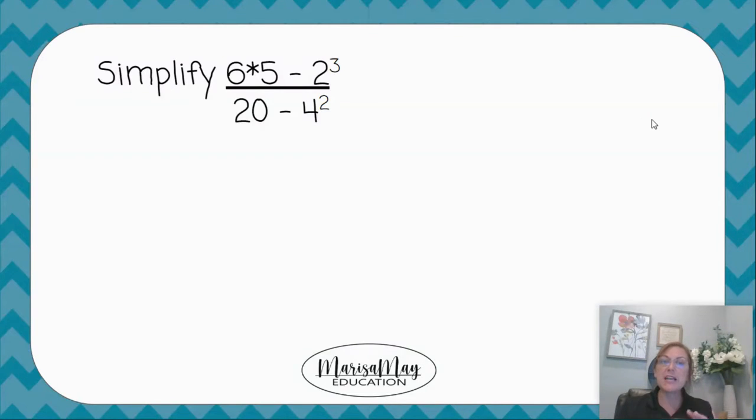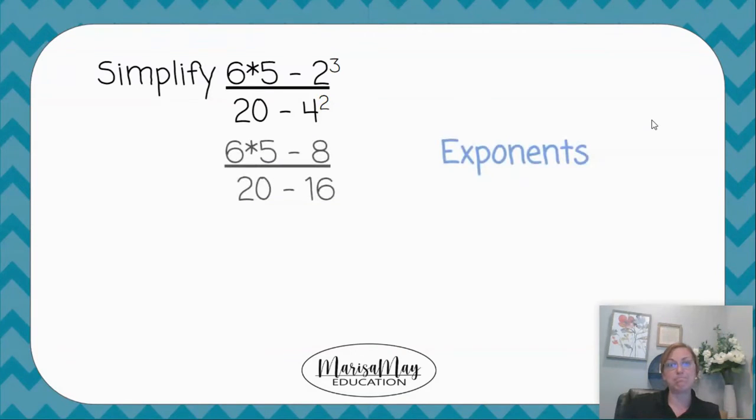So let's focus in on this 2 to the third power. I have a lot of students who want to say that's 2 times 3. However, I caution you because 2 to the third power actually means 2 times 2 times 2. You'll notice that I'm multiplying 2 by itself 3 times. And that's how I get 8 for 2 to the third power.